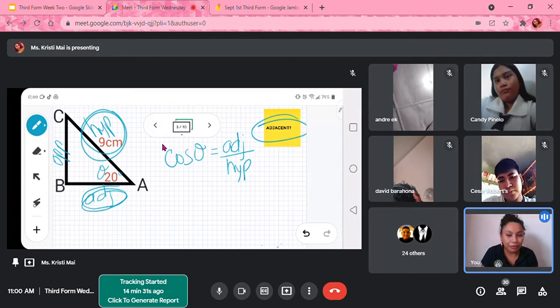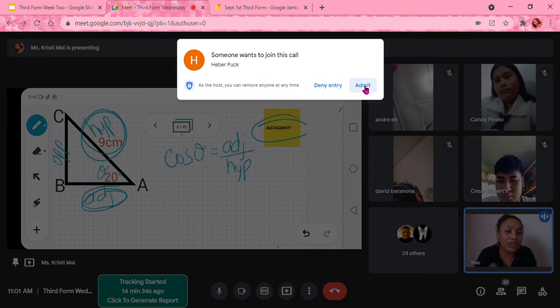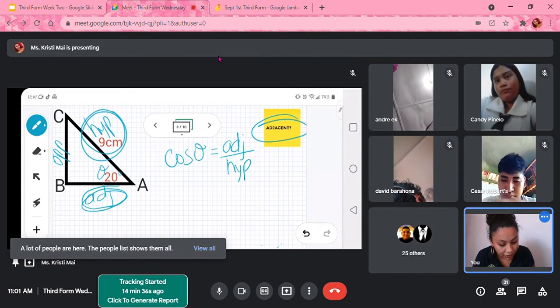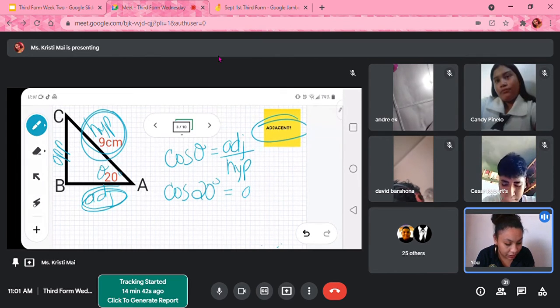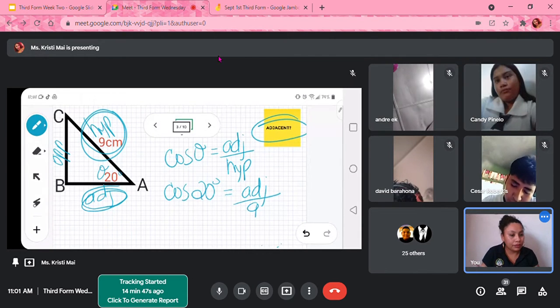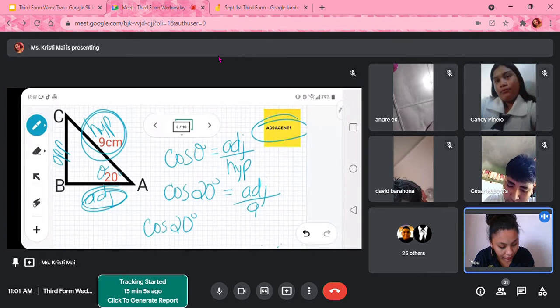All right, my formula. I'm going to substitute what the question gives me. So I have cosine of 20 degrees is equal to the adjacent, which I do not know, over the hypotenuse, which is 9. If you're realizing, every question basically has the same procedure: you just have to identify which formula, substitute, and solve. 3 simple steps. I want the adjacent to stay by itself, so I have cosine of 20 degrees times 9 is equal to the adjacent.